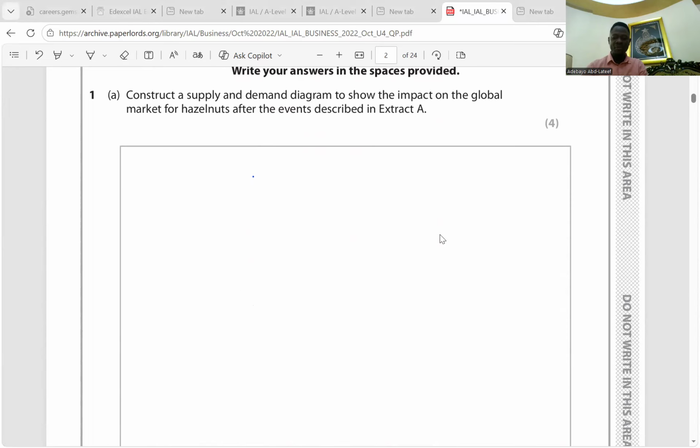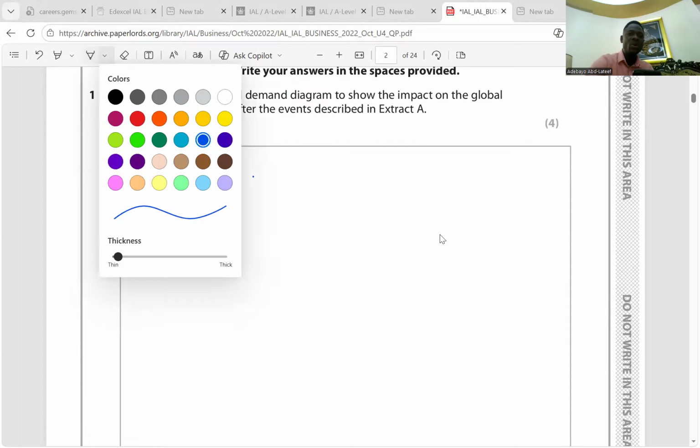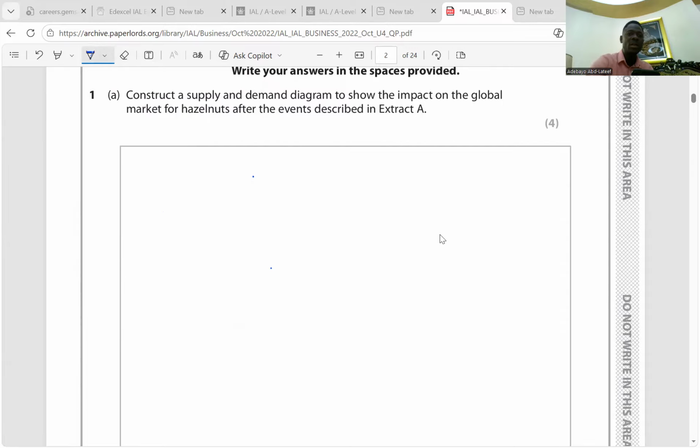So I'm going to draw the graph now. It's all about the graph. It said, construct a supply and demand diagram to show the impact on the global market for hazelnuts after the event described in Extract A. The event is what we call an external shock.